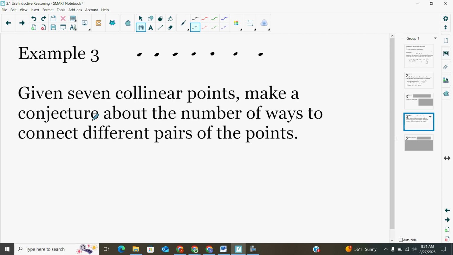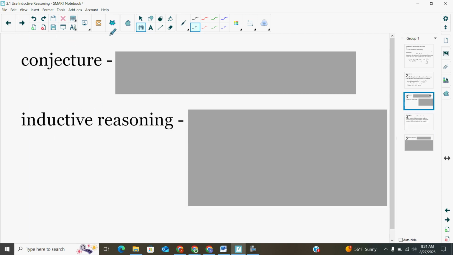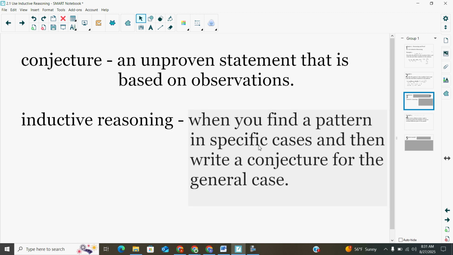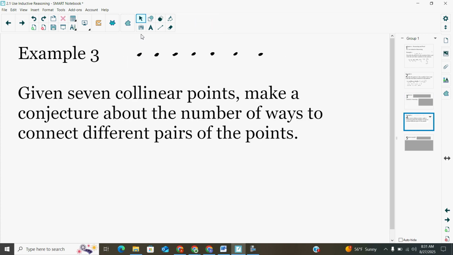That wouldn't be making a conjecture, though. Remember, for a conjecture, we're going to use observations, we're going to use inductive reasoning here, look at a pattern in specific cases, and then use those observations to write our unproven statement. So let's look at specific cases.